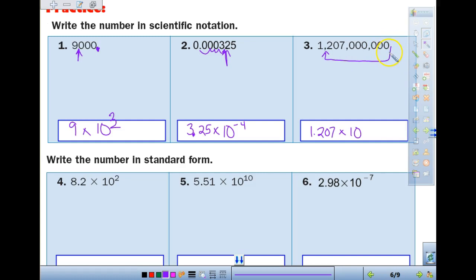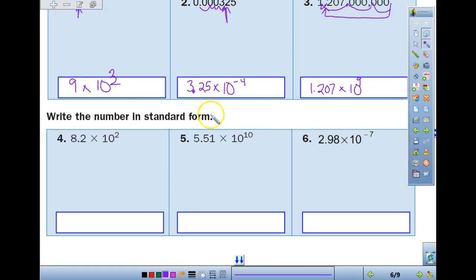What did you say? I didn't hear you, Nolan. Did you say 7 at first? So 3, 6, 7, 8, 9. So it should be times 10 to the 9. Okay? As you were looking at those answers, 9 times 10 to the third, 3.25 times 10 to the negative 4, 1.207. That's what you're going to be asked to do on your homework quiz today.